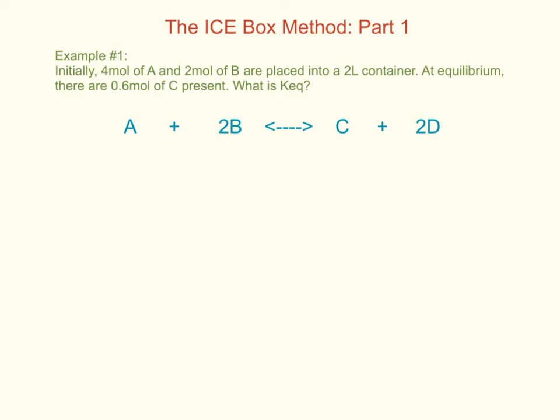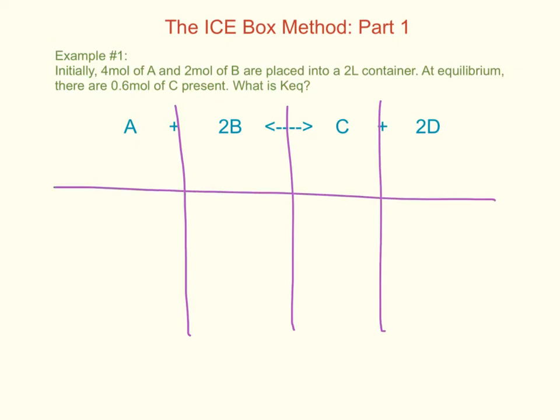So step number 1 says to rewrite the equation and draw our icebox table. Well, I already have my equation written with plenty of room, so all I have to do is write my icebox table underneath. So to draw my icebox table, I'm going to draw vertical lines in between every component of my reaction. Then I'm going to draw horizontal lines so that I have 3 rows, 1 for I, 1 for C, and 1 for E.